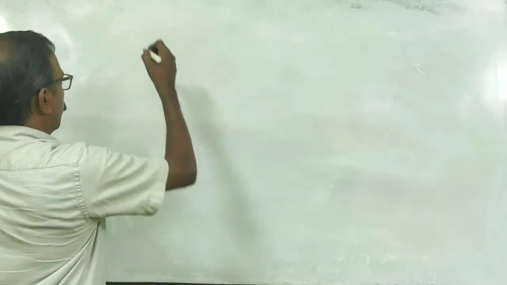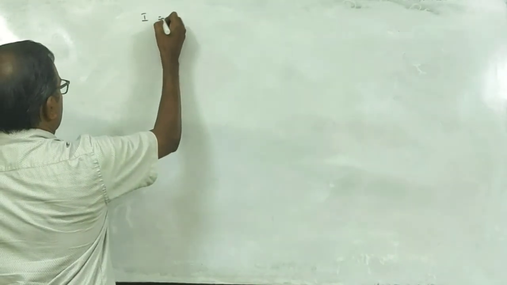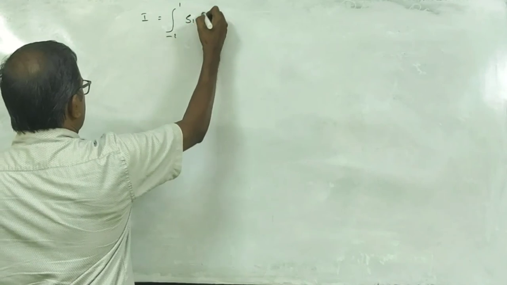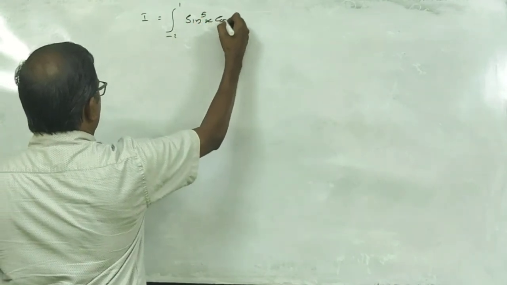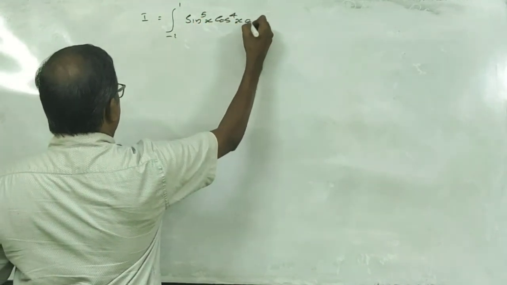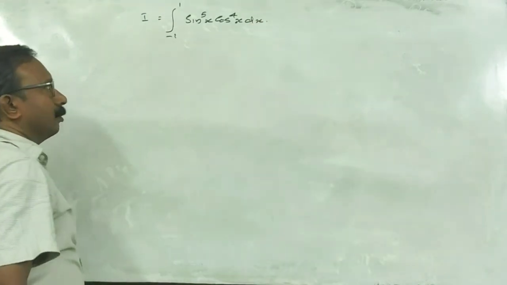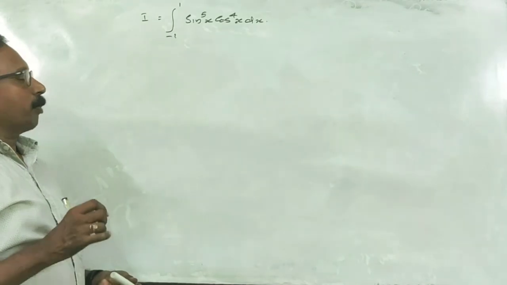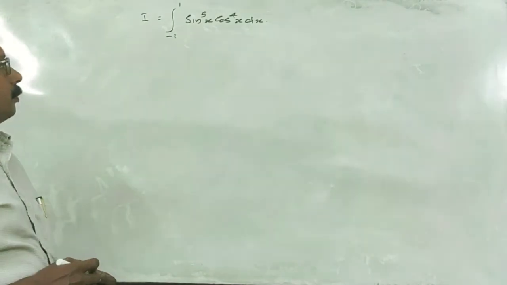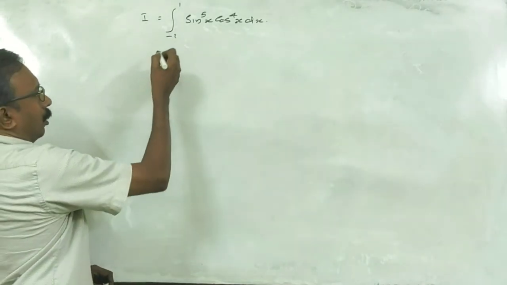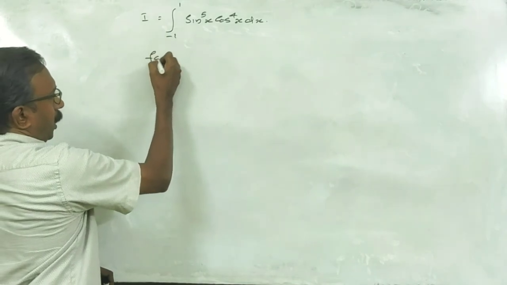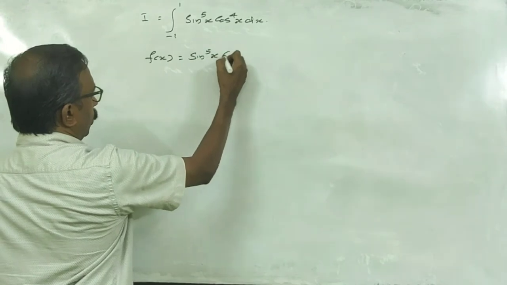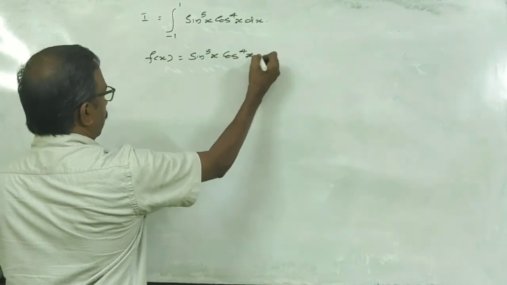I is equal to integral minus 1 to 1 of sin raised to 5x into cos raised to 4x dx. A question based on the property of the sum. Here f of x is equal to sin raised to 5x into cos raised to 4x.